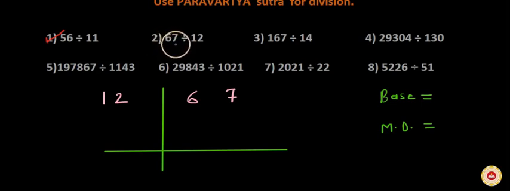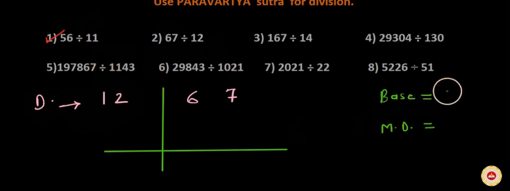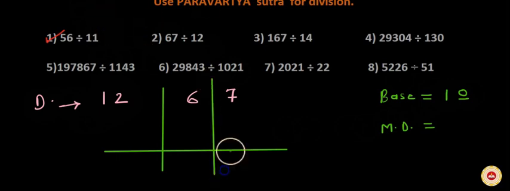Second example, 67 divided by 12. Divisor is 12. What is the nearest base for the divisor 12? It is 10. Count the number of zeros in the base 10. There is only one zero. So draw the remainder line after one digit from the right side. See, one digit from the right side. Leave this digit and draw the remainder line.